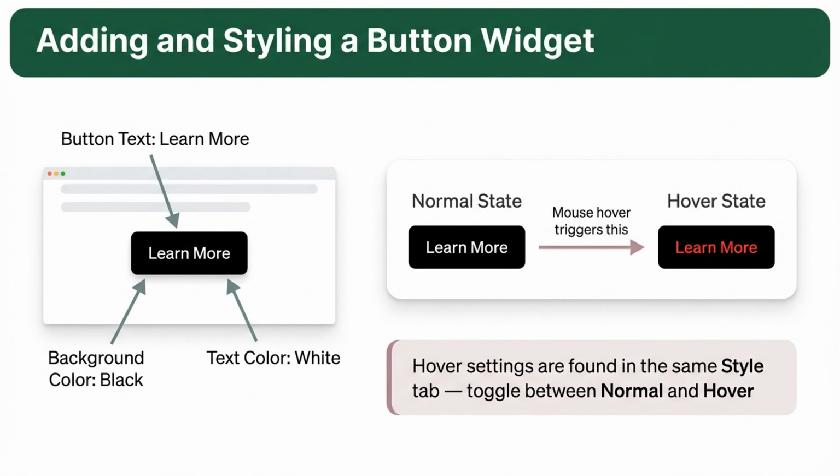Buttons are a critical interactive element on any web page. In Elementor, after placing a button widget, go to its Style tab to customize it. Set the background color to black and the text color to white for a clean look. Now here's a great feature. You can also define a hover state. When a visitor moves their mouse over the button, it can change color. Switch to the Hover tab in the Style panel and set a different text color, like red, to create that interactive effect.